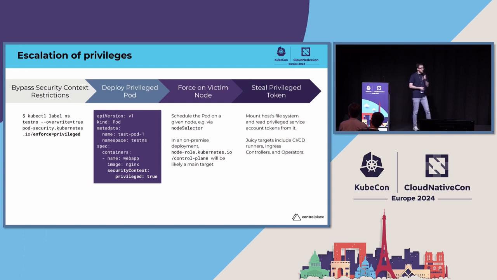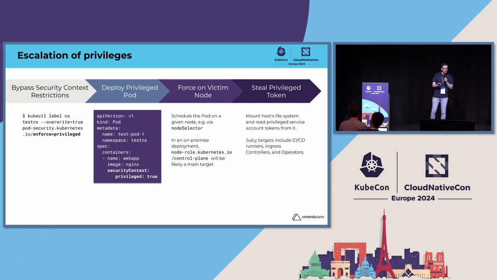If you are able to relabel a namespace and you are running a cluster with pod security standards, you might be able to bypass existing security context restrictions just by enforcing a privileged level, which bypasses all security controls. If that's the case, the next step would be to run a privileged pod. And if you are able to run a privileged pod, then you are going to harm a cluster.